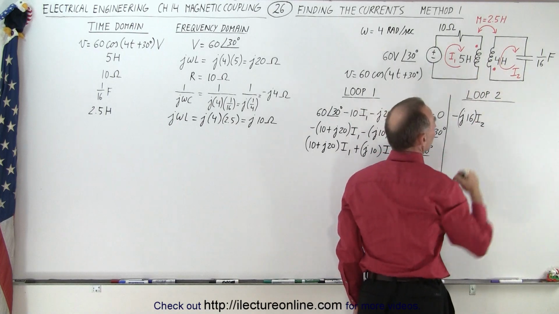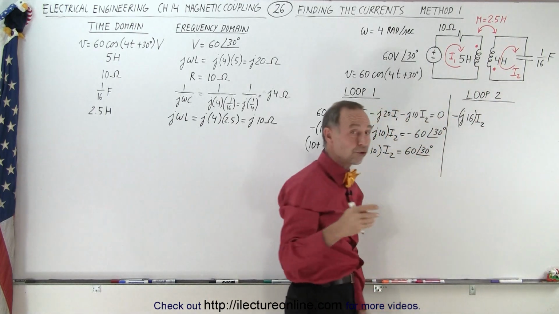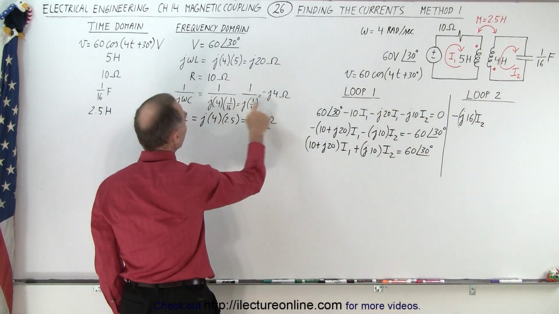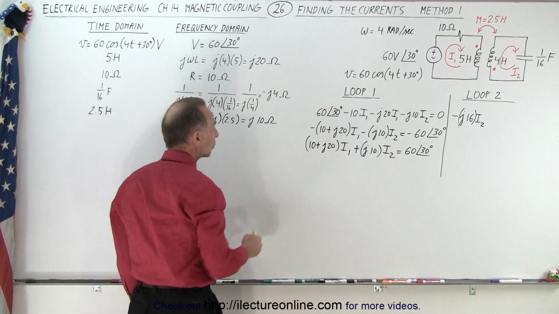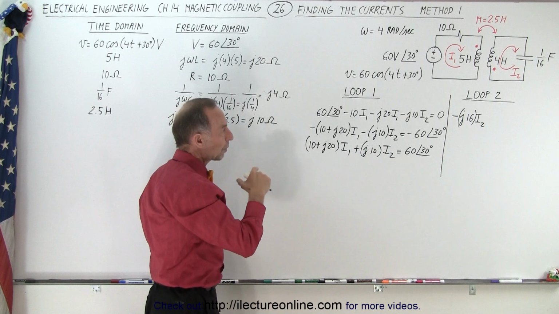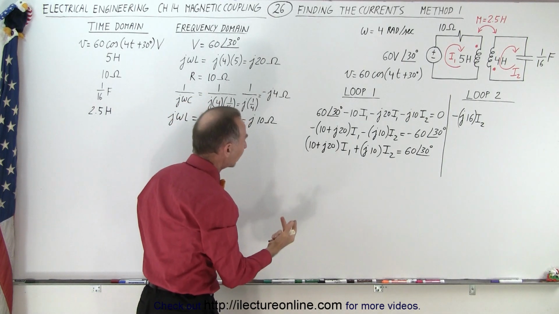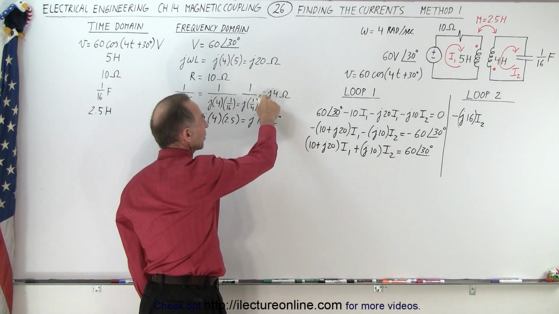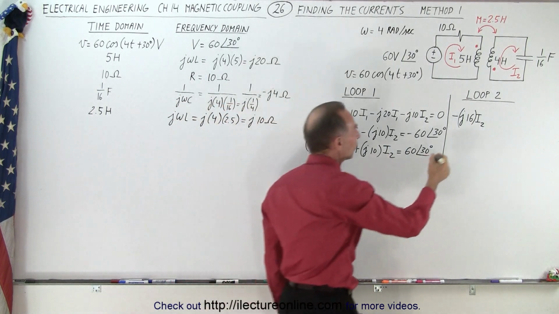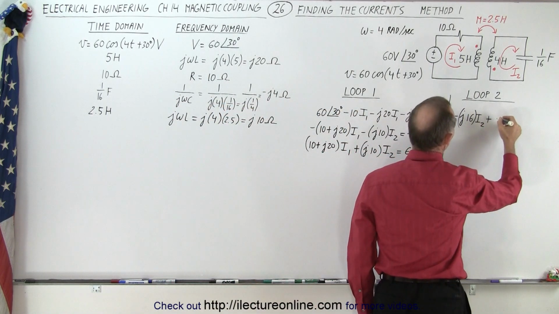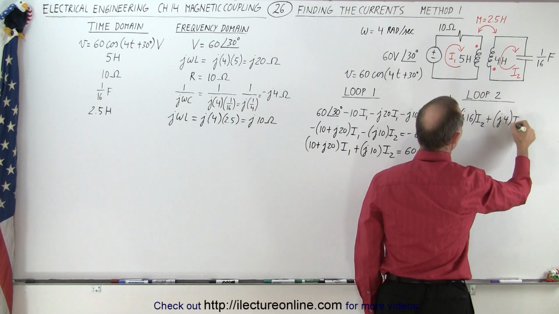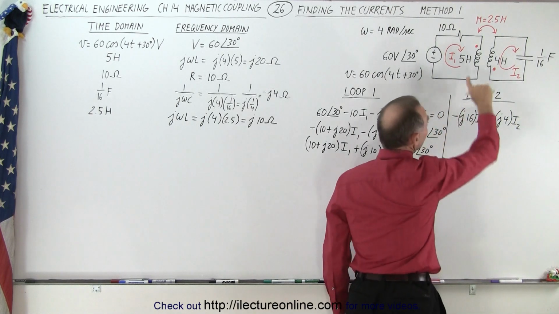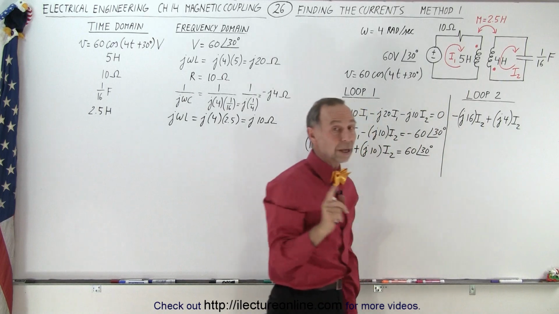Then we go around the capacitor. Again, that would be a voltage drop, but in this case with the capacitor, notice we have a minus j4 ohm reactance because we have that minus 90-degree phase difference. So when we subtract the voltage drop across this with the minus, it's like adding it. So this becomes plus j4 times I2.